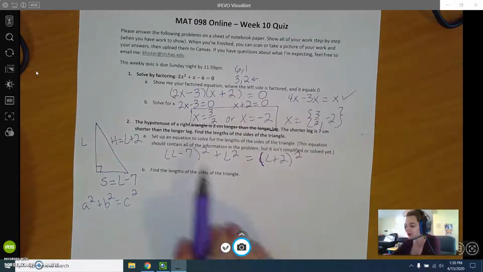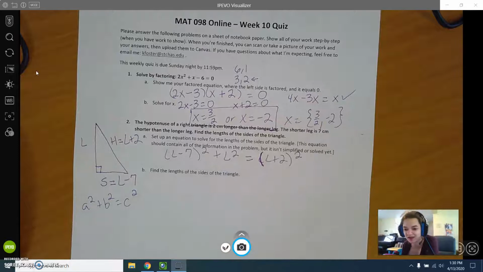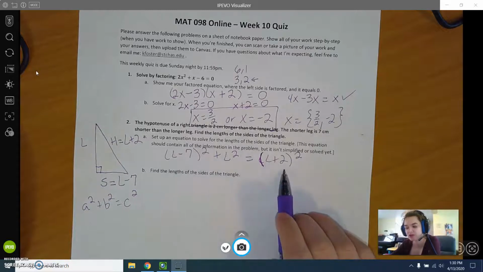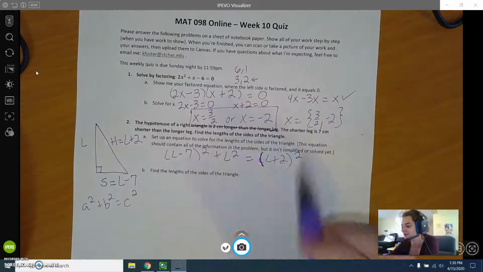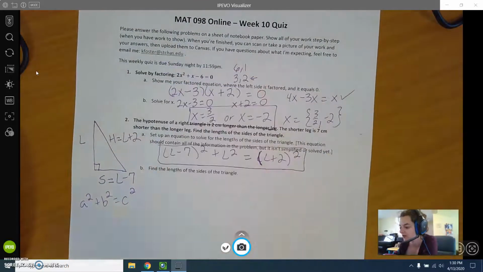And also, if you have your a and your b switched, we are okay. Addition is commutative. It doesn't matter what order you add things in. But the hypotenuse should definitely be on the other side. We should definitely have an L plus 2 on the other side. But that's the setup for this one. In part B, I want you to actually solve it and find all 3 lengths. I want to know the long side, the short side, and the hypotenuse.